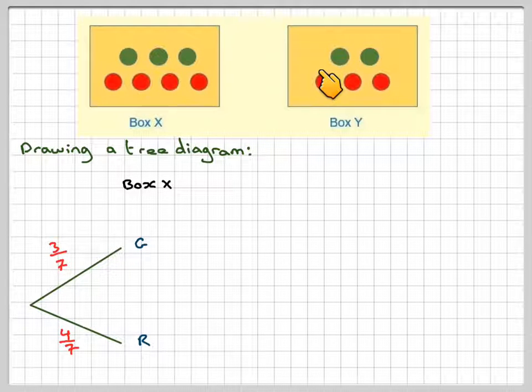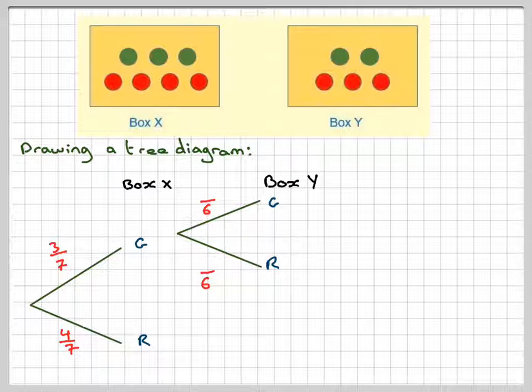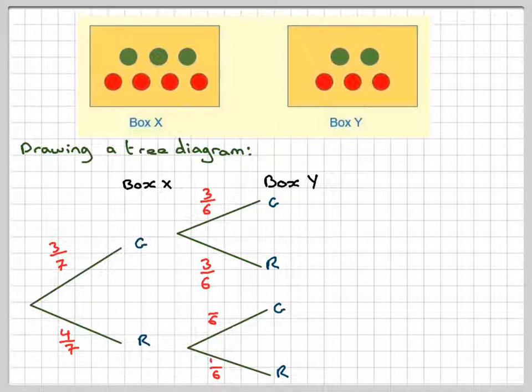So now 6 discs altogether, and 3 of those are green. So for box Y, they're now going to be out of 6. So there's going to be 3 out of 6 green, and then 3 out of 6 red. Okay, the reds won't change because there'll just be an extra green disc in box Y. Now, if she took a red first of all and put it in here, they're now going to be 4 out of 6 red, but only 2 out of 6 green.